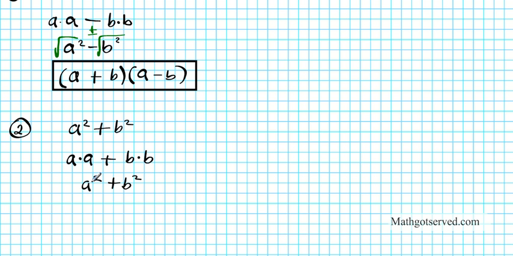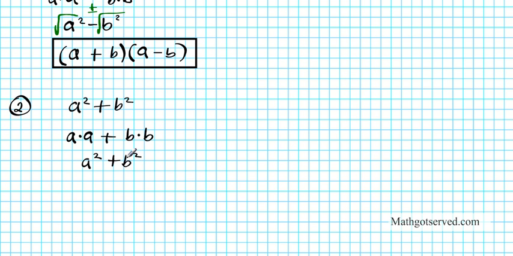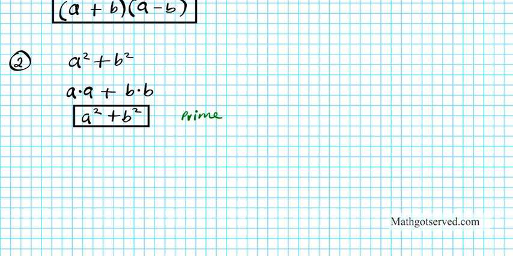Now we're going to apply the difference of squares formula here. Now this is a square and this is a square. This is a sum. Note, if you have a sum of squares, you cannot apply the difference of squares formula. Alright? This is a prime expression right here. So guess what? It cannot be factored any further. So our final answer is just simply a squared plus b squared. Alright? It cannot be factored any further.